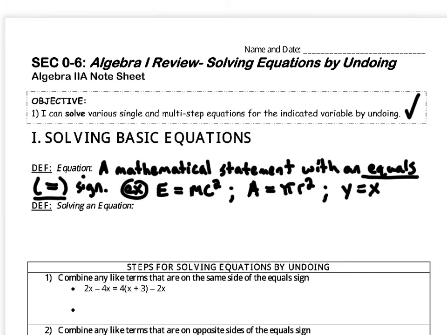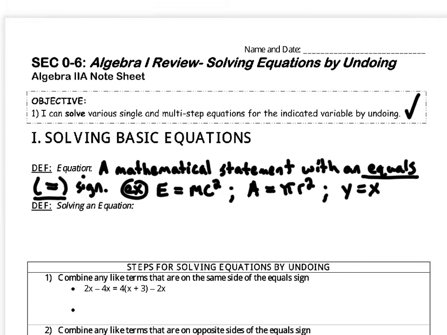As the objective states, your goal for today is to be able to solve equations, and to do that, you need to know what an equation is. That takes us to our first definition. An equation is a mathematical statement with an equal sign. So it can be anything at all provided that sign is there. If it's not, we call that an expression.